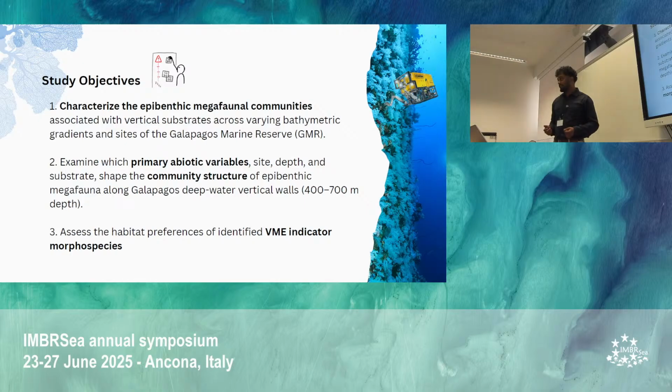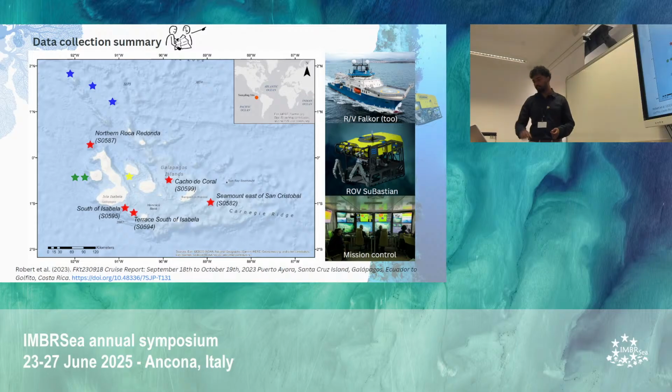And lastly, to assess the presence of vulnerable marine ecosystem indicator species within these vertical wall sections. The data gathered for this study were collected by the RV Falkor (too) expedition that happened in 2023. Within this expedition, they deployed an ROV called SuBastian, and the red stars denote the sites where this ROV was deployed. This ROV collected high-resolution videographic data in three depth categories: 400 meters, 550 meters, and 700 meters.